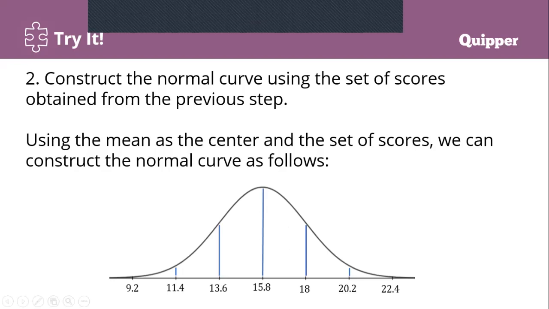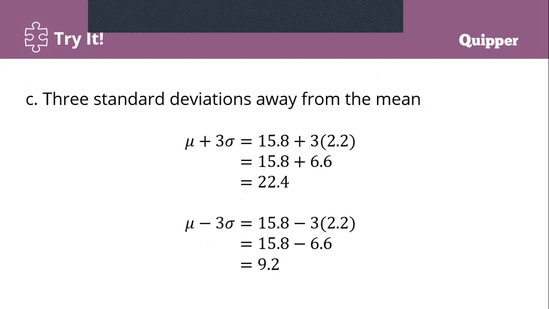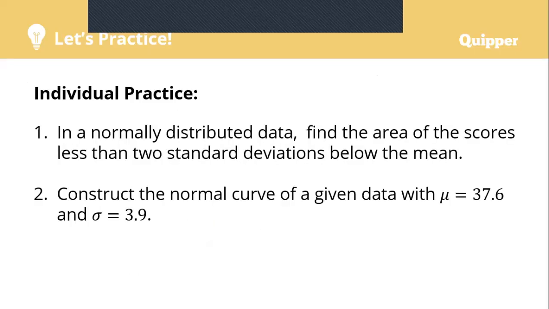After answering, we plot it on the normal curve. The center is the mean. Then to the right, the first is 1 standard deviation, then the next is 2 standard deviations, and last on the right is 3 standard deviations. Then on the left, we have 1 below standard deviation, 2 below standard deviation, and 3 below standard deviation. Okay? That's it.